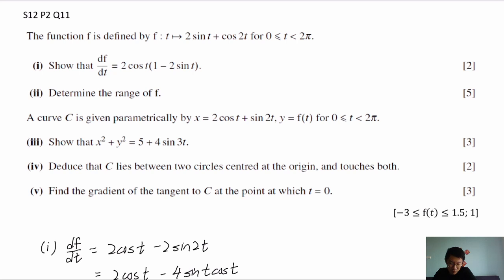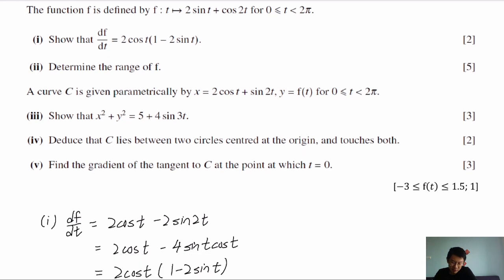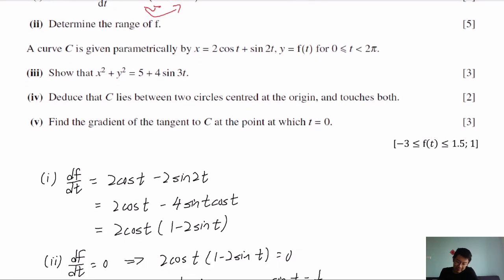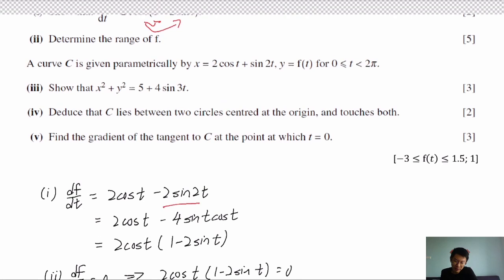Okay, next one. For this one, we have the function f(t) given by this expression, and we are to show that df/dt is given by this one. It's not difficult to show as long as we use the differentiation correctly. What we can also do here is expand, which will be easier for us to do the differentiation. When we do the expansion, the second term here is 2 sine 2t.